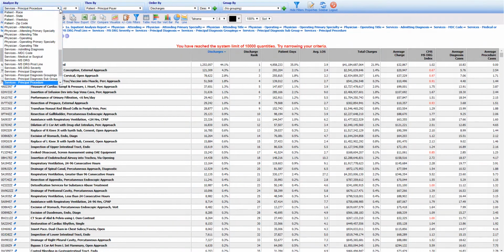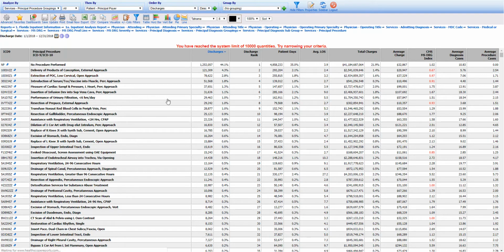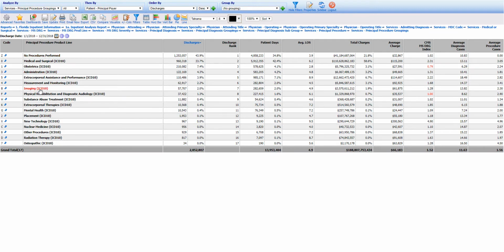The next field is a value-added field and focuses on the Principal Procedure product line. These are ICD-10 procedure codes that are grouped into categories for easy navigation. These categories include obstetrics, mental health, and others.